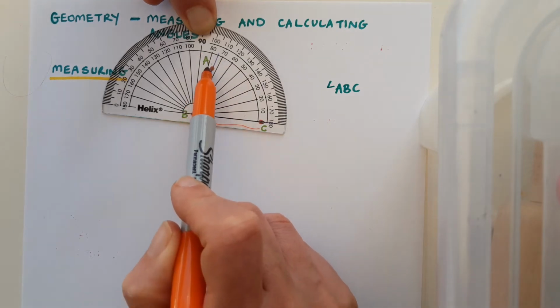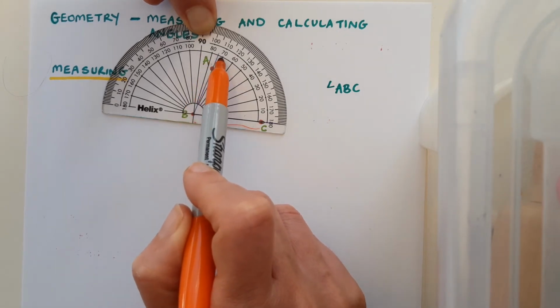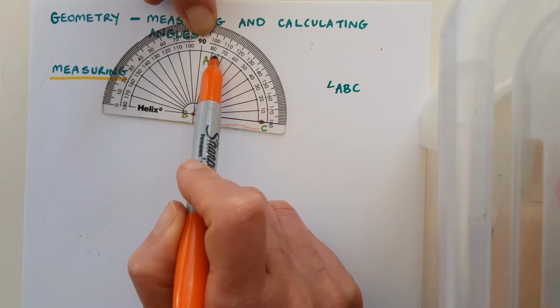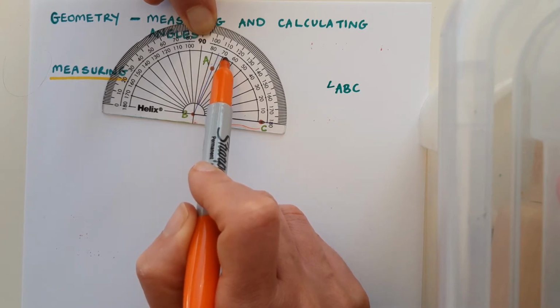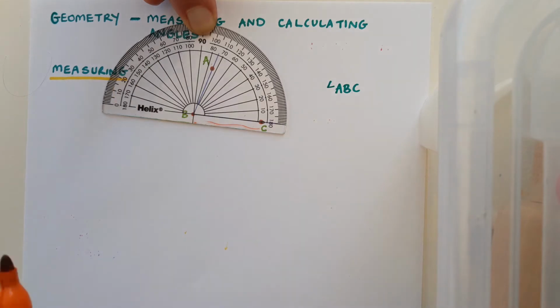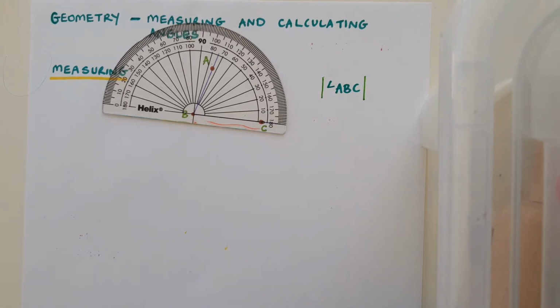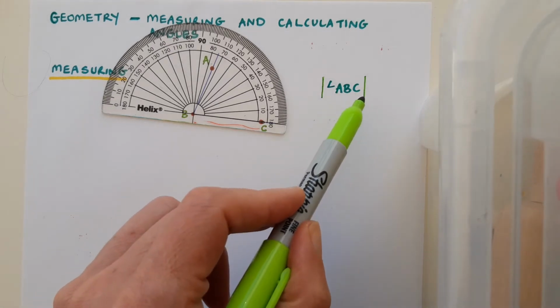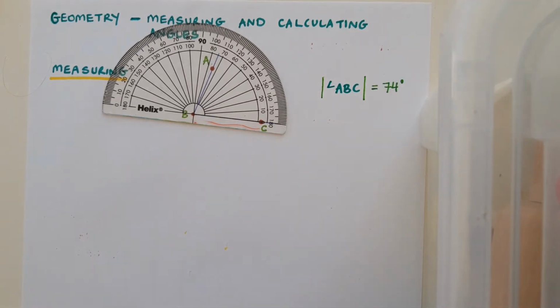Now this line is pointing between 70 and 80. I want to measure that as accurately as I can. It's slightly less than halfway. It's 74 degrees. When I go to write down the size of the angle ABC, I write it by putting 2 straight lines either side of angle ABC. So this means the size of the angle ABC, and in this case it's equal to 74 degrees.